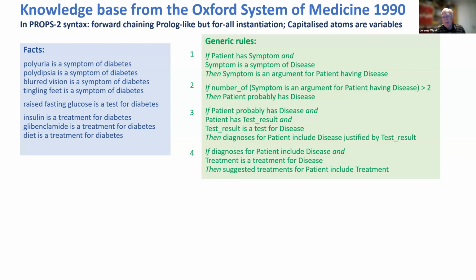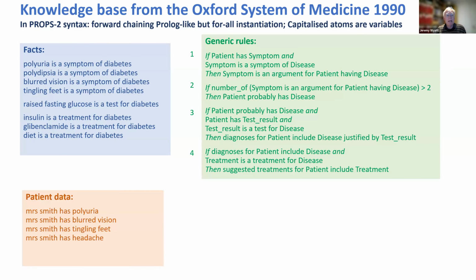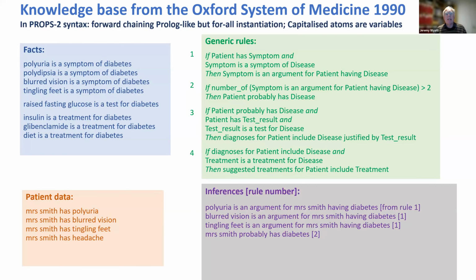So for example, if you had some data about a patient, let's call her Mrs. Smith, and these facts around a knowledge base and those generic rules, here's the patient data, Mrs. Smith has polyuria, et cetera, then those rules would go on to make various inferences. For example, that polyuria is an argument for Mrs. Smith having diabetes, and that's from rule one. I think you can see that.